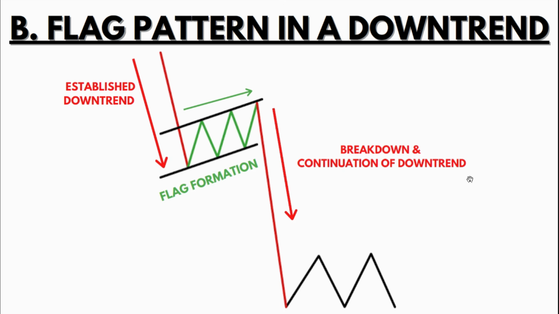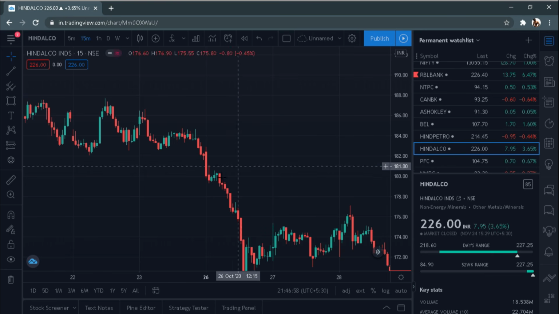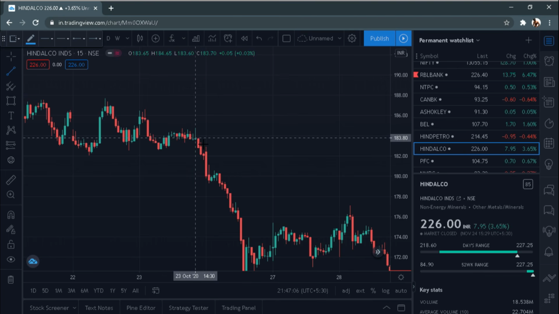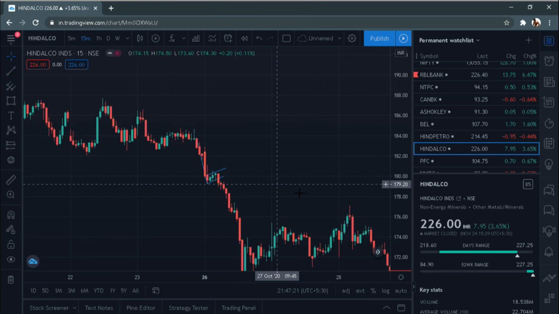So let's look at a real life example of the bearish variation of the flag pattern. Over here we have the bearish variation of the flag pattern, that is the flag pattern in the downtrend. I will just draw it for you. Our flagpole begins right here and ends over here, and then our lower trend line will start from here and finish here. You can see the price is getting support from there, and then our upper trend line over here. So this is a very small flag pattern.